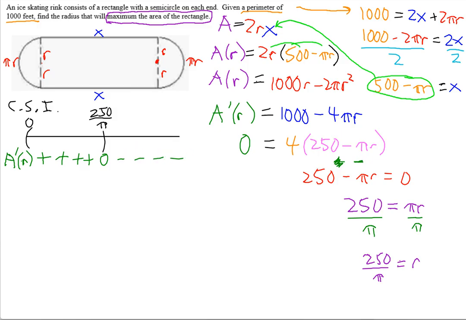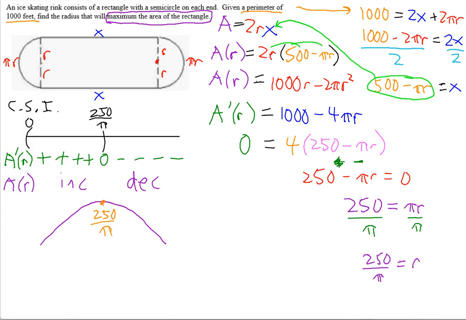So this shows us the area of the rectangle, A of r. As you make the radius bigger and bigger, it keeps increasing until you get 250 over pi, and then it starts to decrease. So it looks like that if you sketch the graph. So the maximum in this case, there's only one place it could be. It has to be right there at the relative max at 250 over pi. There's nowhere else it could be.